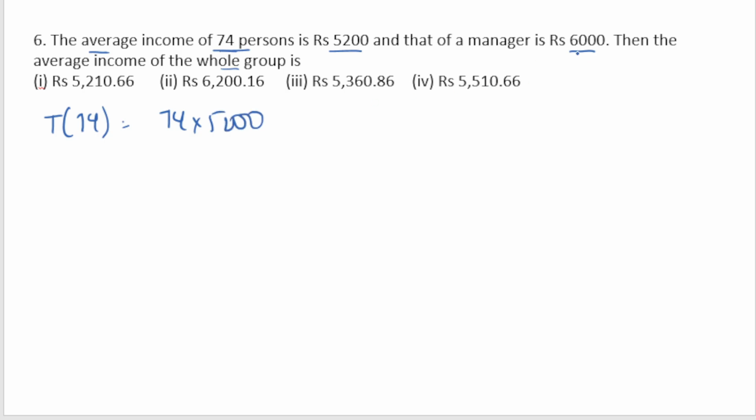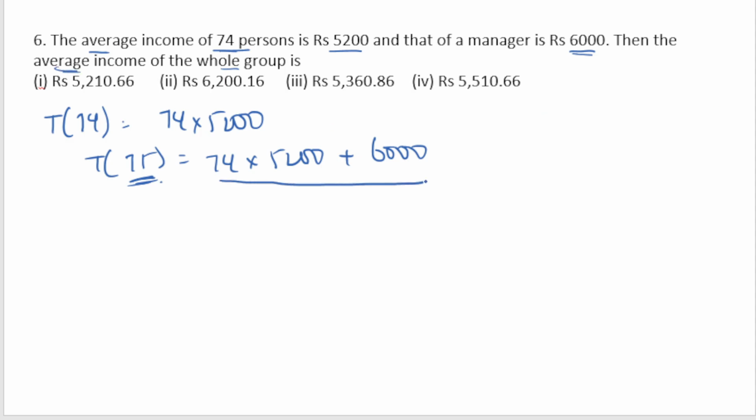And if the manager's income is included, what is the total average? The total of 75 persons, including the manager, is 74 into 5200 plus 6000. This is the total income of 75 persons. To find the average income, we have to divide this total by 75. Then we will get the average income.